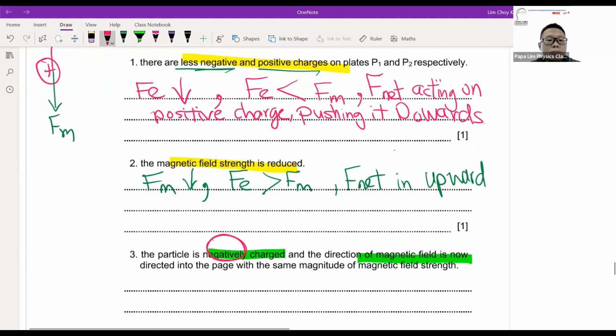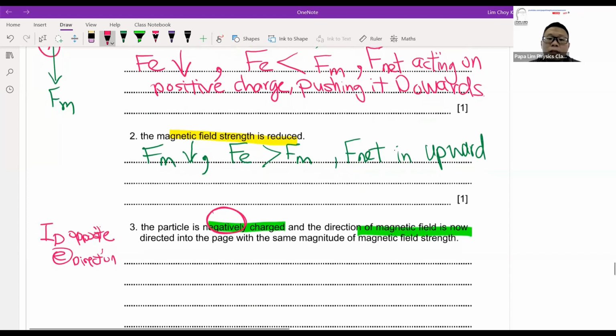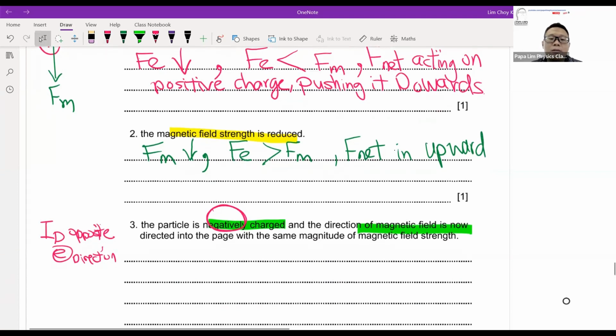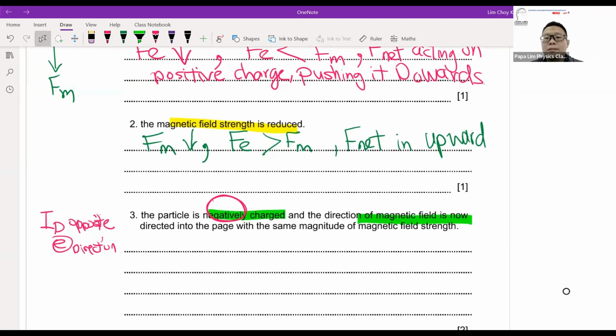As I mentioned before, the current direction is always opposite to the electron direction. So this one you must remember. The moment I change the charge from positive to negative, the current direction also reverses. Once the current direction is reversed, the magnetic force produced will be different, or might change. So you need to examine the situation again.